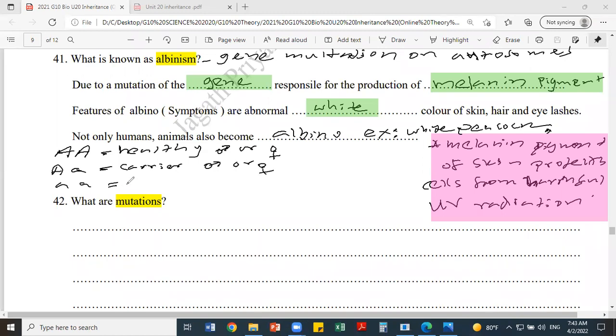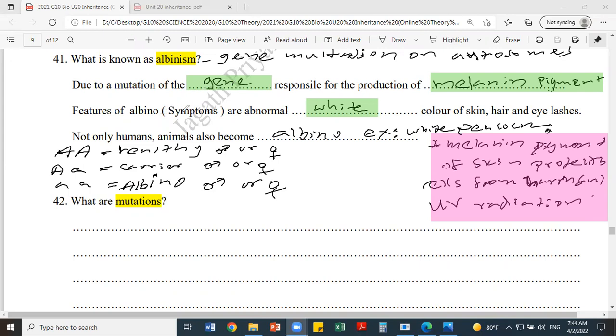So this is not on the sex chromosome, it is transferred by the autosomal chromosomes. There are 44 autosomal chromosomes, not all 44. One of the autosomal chromosomes, you don't need to remember which one, this can happen. If both simple a, from mother also simple a, from father also simple a, then there can be a chance of having an albino child or baby in the family. Albino, male or female. Right. So that's about albinism. Any questions?